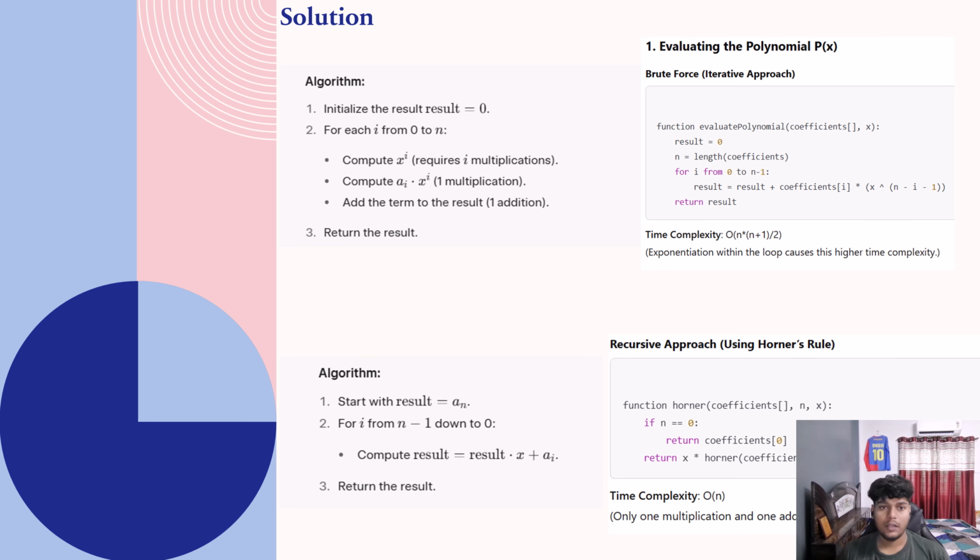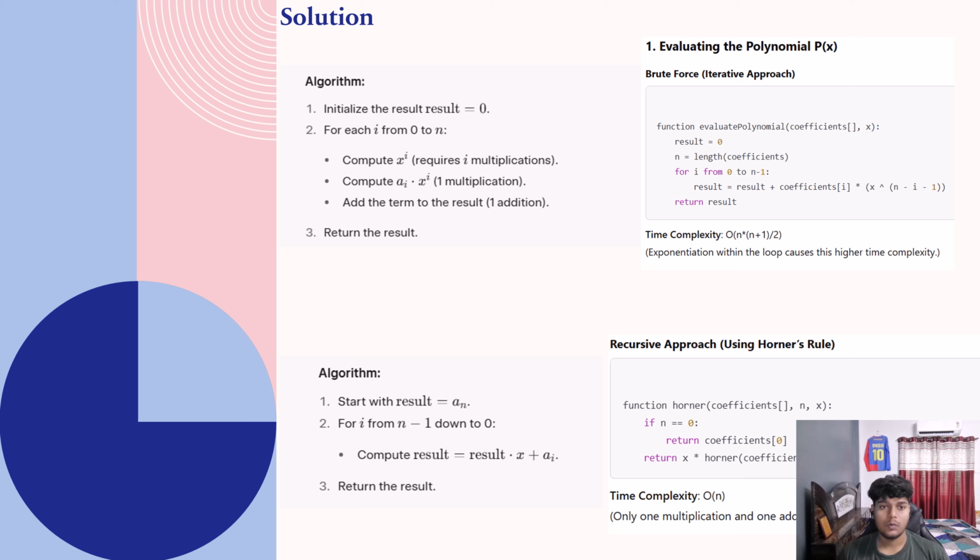First, let's look at evaluating the polynomial at a given value x. The brute force approach computes each term independently, which means for each term we perform i multiplications to compute x to the power i, and then multiply by the coefficient a_i, for the polynomial of degree n. This results in a total of 1 plus 2 plus ... plus n multiplications, which sums to n(n+1)/2, a quadratic complexity of O(n^2). Here we have written an algorithm for this.